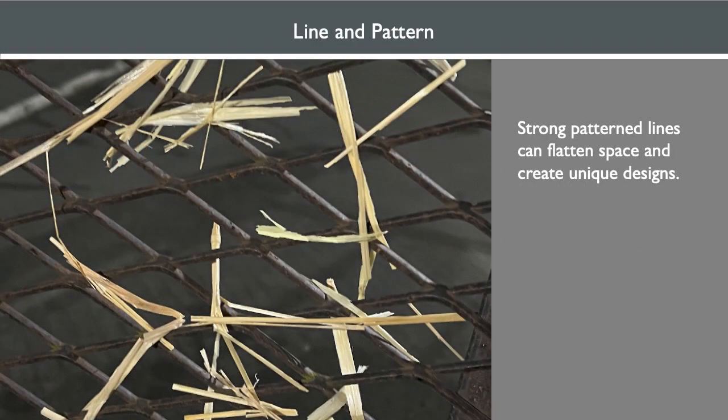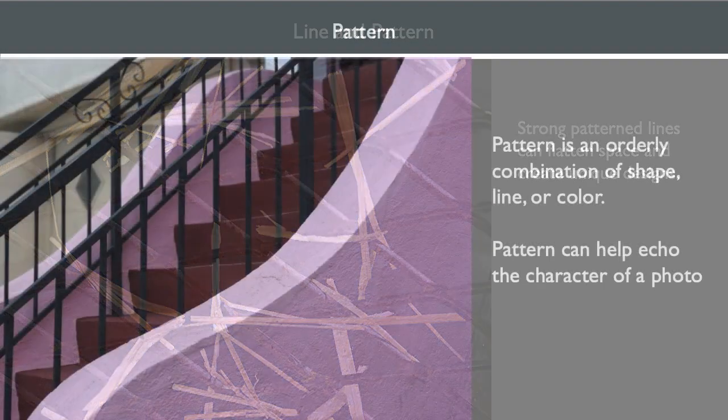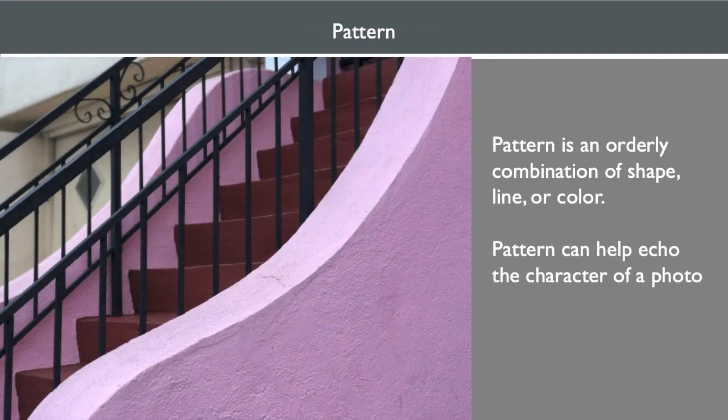Line can be used to influence perspective. It can flatten or increase depth in a composition. Strong pattern lines can flatten space and create unique designs. Pattern is an orderly combination of shape, line, or color.